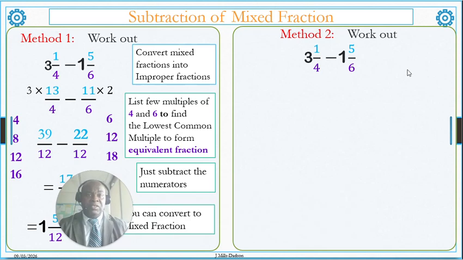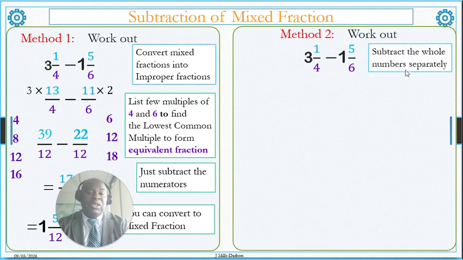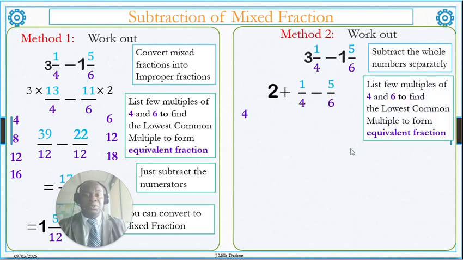So here, the second method, we subtract the whole numbers. So 3 minus 1 gives us 2. Then we're going to add it to 1/4 minus 5/6. So let's work out our fraction here. We do the same listing of multiples. So LCM is 12.